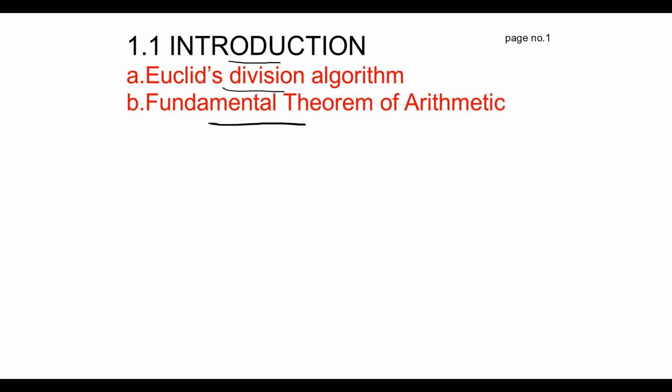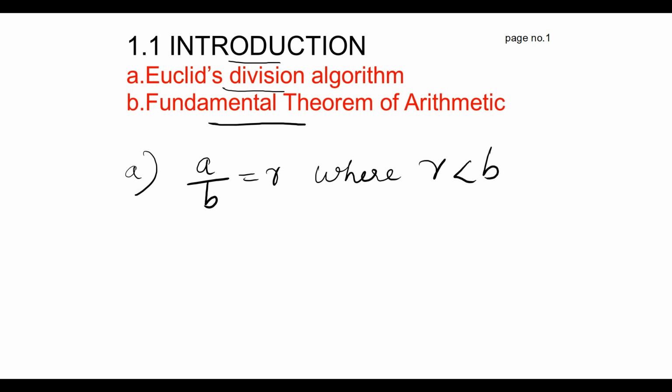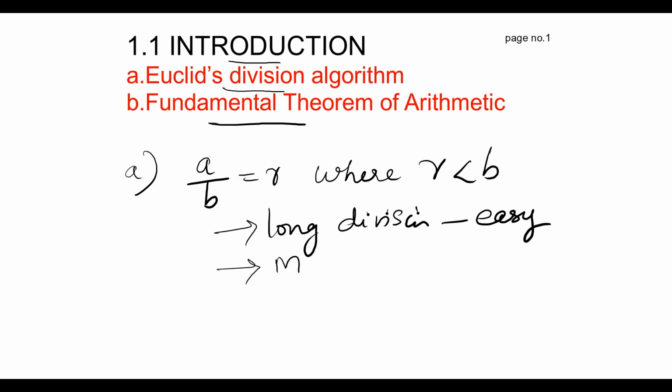First one, Euclid division algorithm, is if any two integers a are divided by b, after division it will give you a remainder, and this remainder will be less than the divisor b. This can also be performed by long division method, but performing this using Euclid division algorithm is easier and we will get the result faster when compared to the long division method. This algorithm is used in many applications.